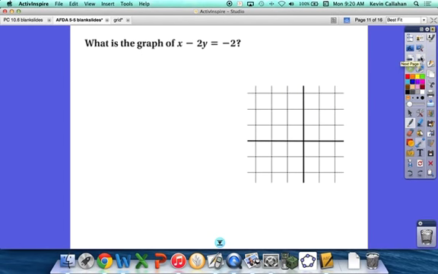So we'll graph one, right? What is the graph of x minus 2y equals negative 2? So for the x-intercept, cover up the second term. What does x equal? Negative 2. For the y-intercept, cover up the x. Negative 2 times y equals negative 2. Divide by negative 2, y equals 1. So there's your 2 points. Draw the line.